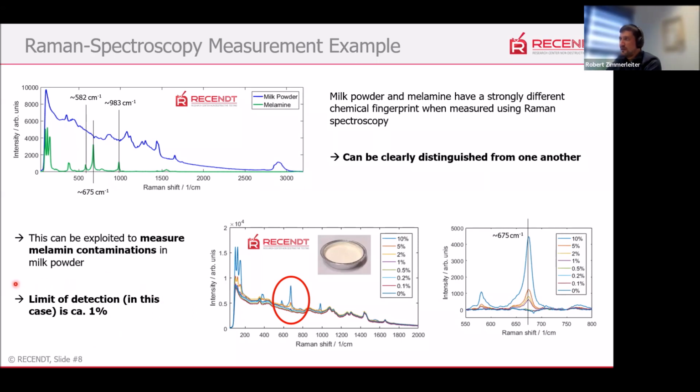This is also the concentration regime where traditional or conventional Raman spectroscopy thrives. So in the percent range, we can use Raman spectroscopy perfectly fine to measure the concentration of substances in the percent range. But now I want to talk about surface enhanced Raman spectroscopy, which will allow us to get these limits of detections down to the ppm level or even lower.